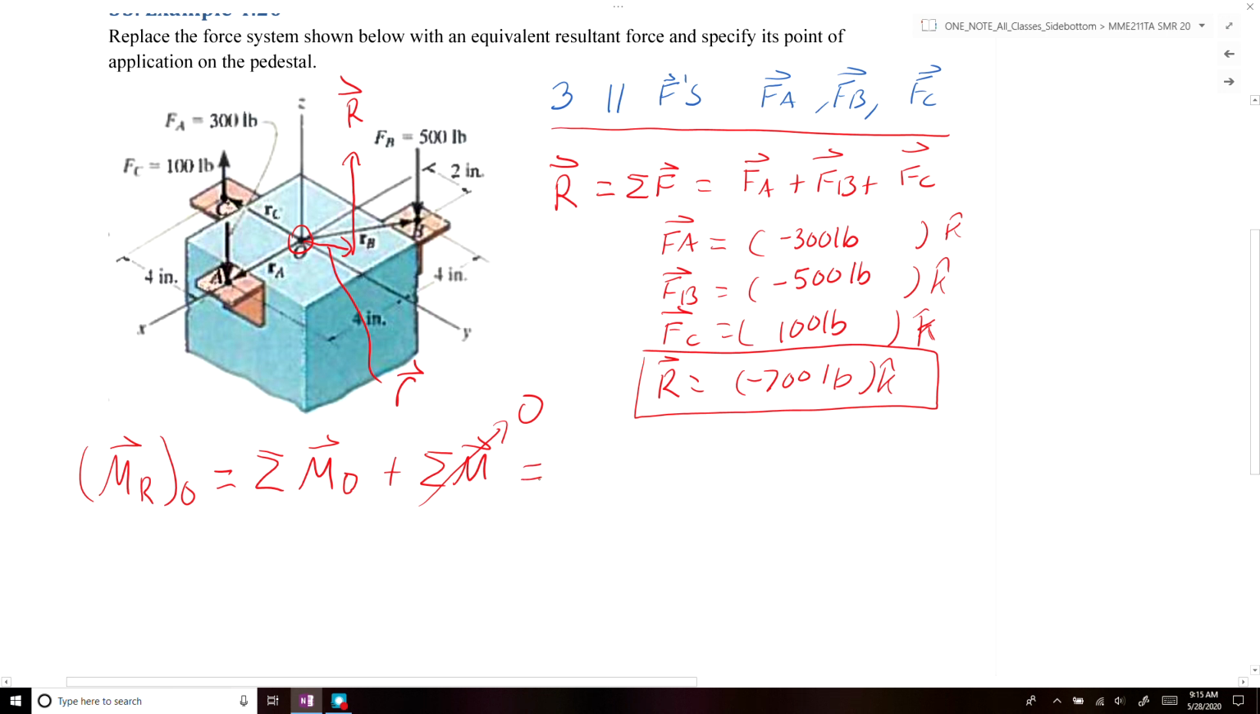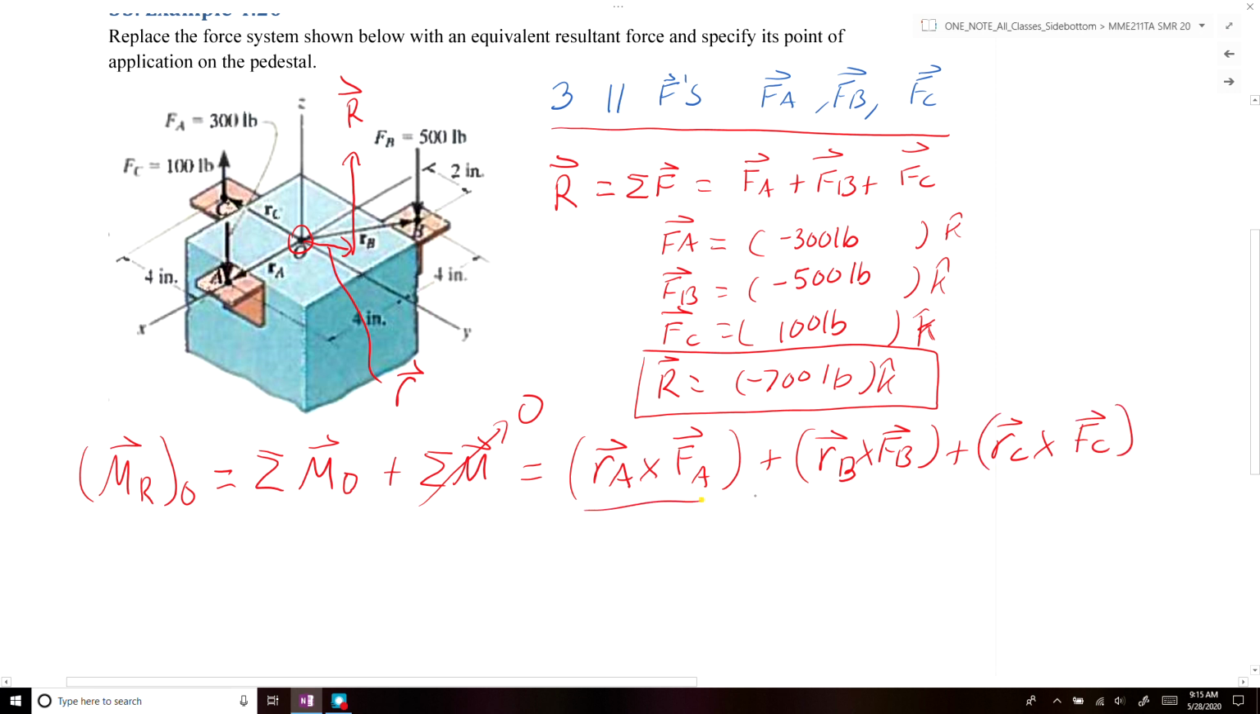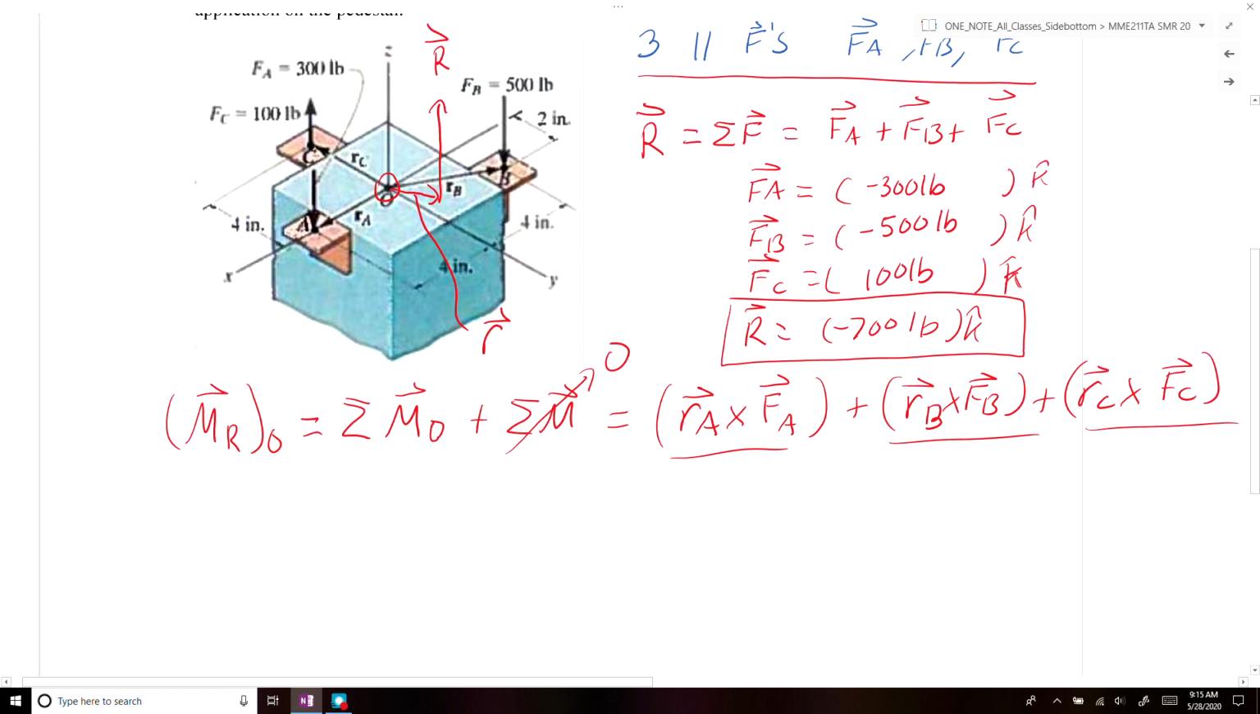So this would be equal to the moment due to force A, which would be equal to R of A cross FA. Then we would get R of B cross FB for our second moment, and then R of C cross FC for our third moment. So we can evaluate each of these cross products individually, and then we'll sum them up to determine our resultant moment. So let's start with RA cross FA.